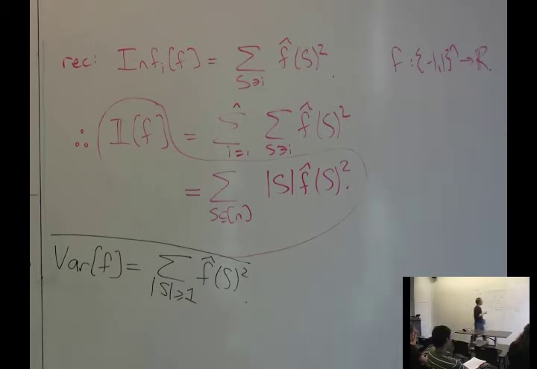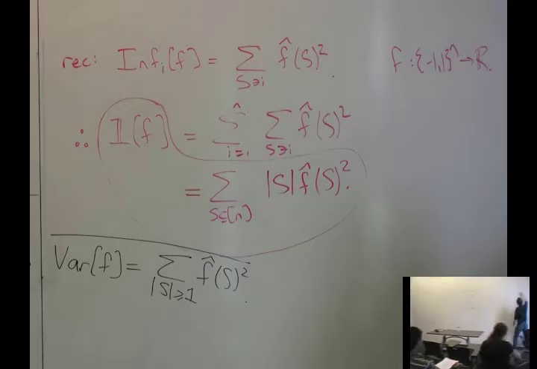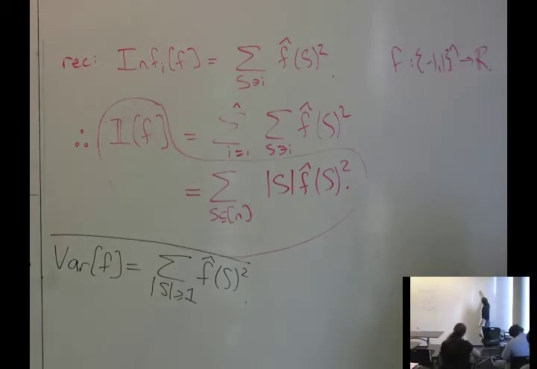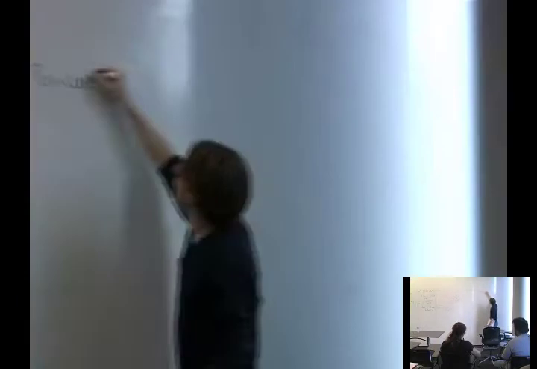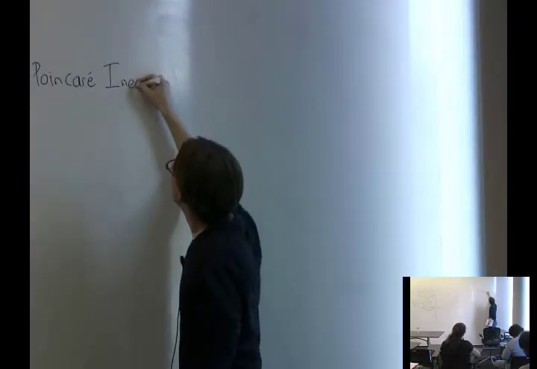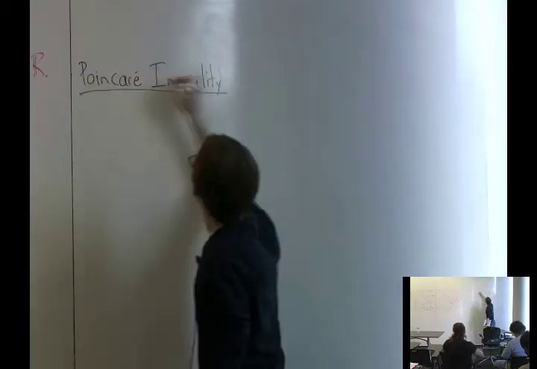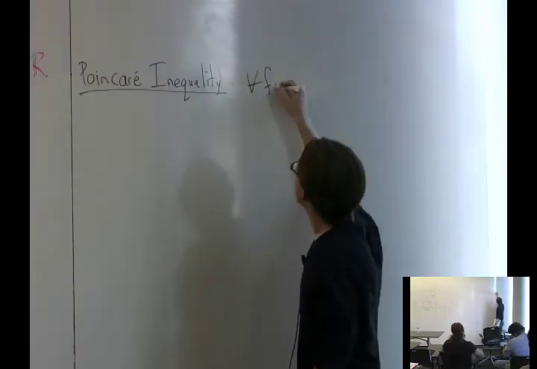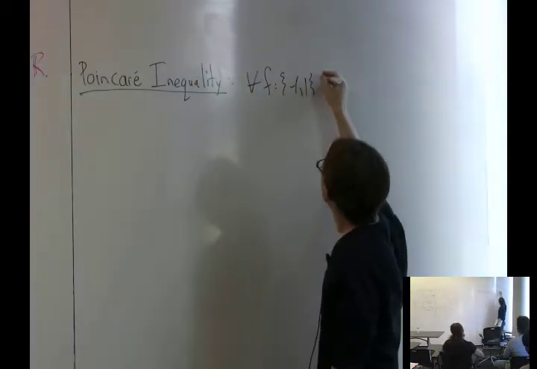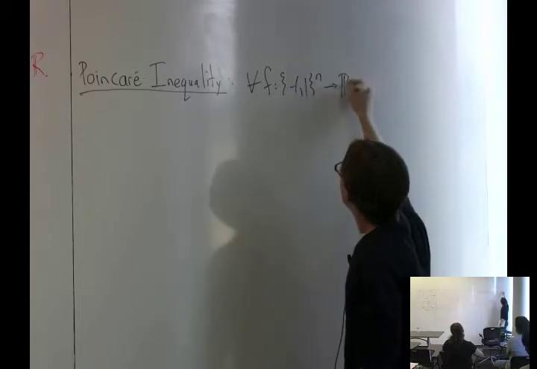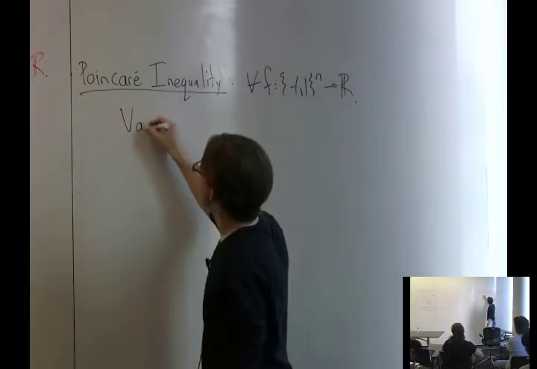And so we can conclude a theorem which also has a somewhat grand name named after a French person, Poincare inequality. It's a very simple fact. For all Boolean functions, even to the reals, the variance is at most the total influence.